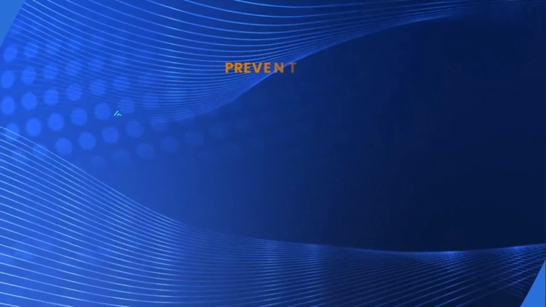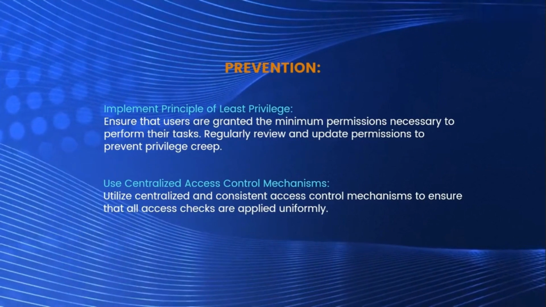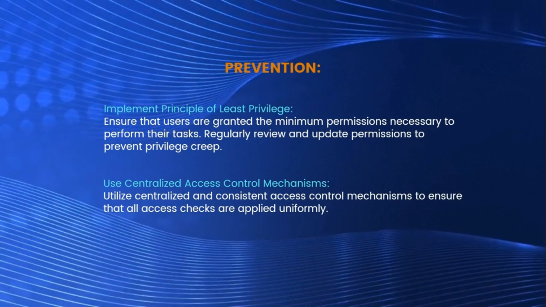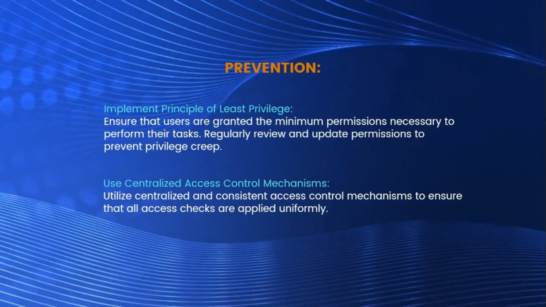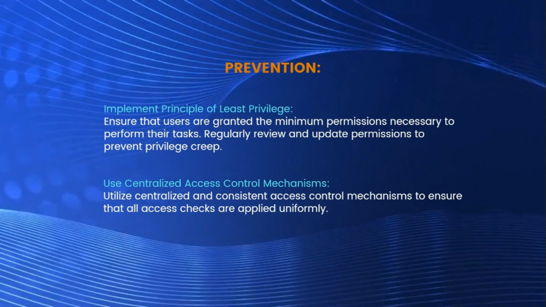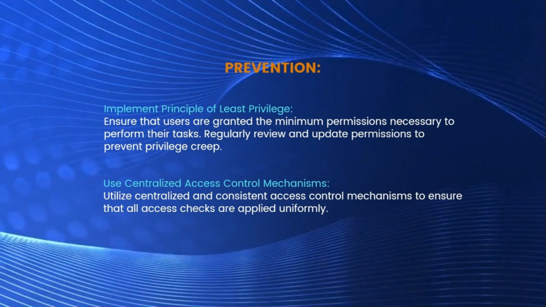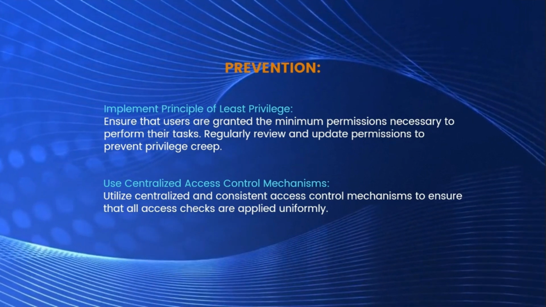Prevention. Implement principle of least privilege. Ensure that users are granted the minimum permissions necessary to perform their tasks. Regularly review and update permissions to prevent privilege creep. Use centralized access control mechanisms. Utilize centralized and consistent access control mechanisms to ensure that all access checks are applied uniformly.